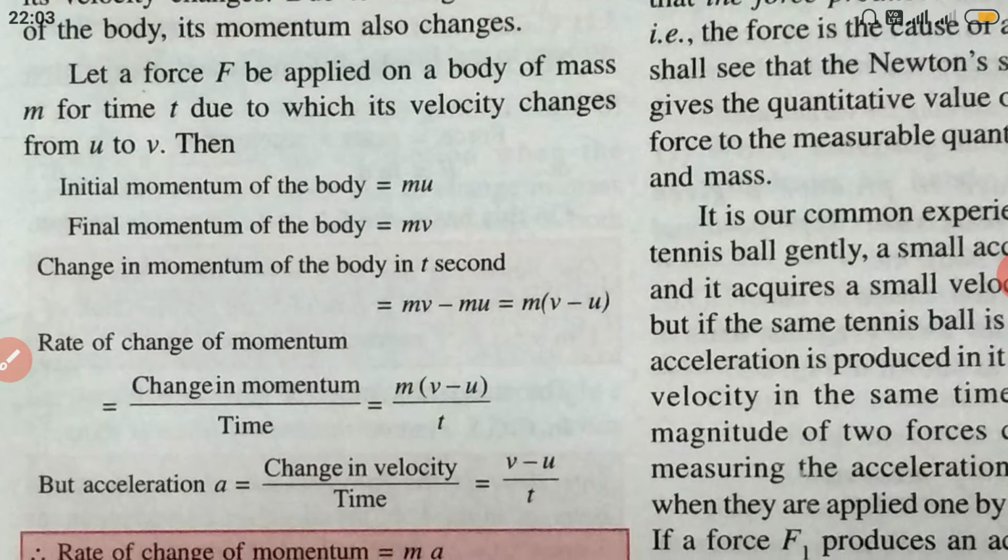Let a force F be applied on a body of mass m for time t, due to which its velocity changes from u to v. Then the initial momentum of the body is mu, and the final momentum of the body is mv. So the change in momentum should be mv minus mu. m is taken out common here.